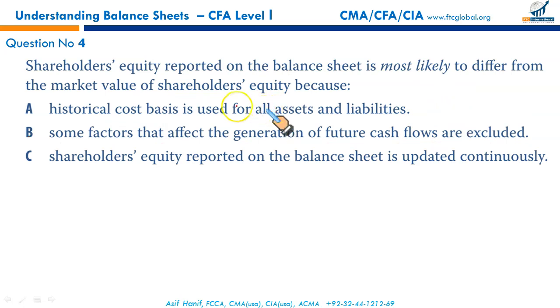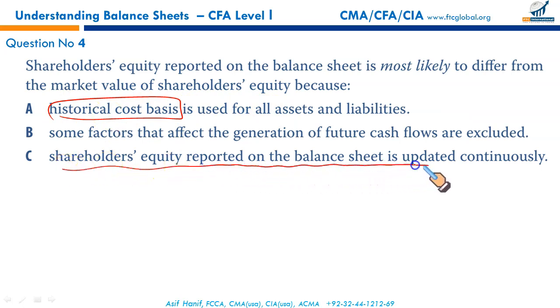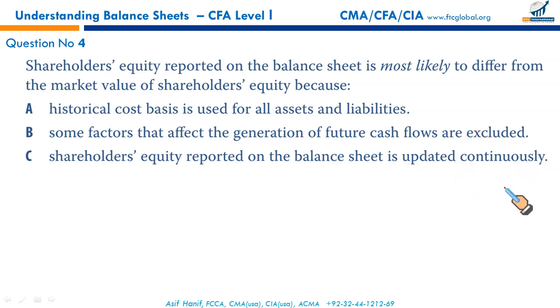Right? So the first one is wrong because historical cost is one of the bases. There are many other bases we use for measuring different types of assets. Shareholders' equity reported on the balance sheet is updated continuously. Now this is a debatable term. Continuously, this is not right. There is no dynamic balance sheet that keeps on changing every day as the day passes. Yes, they are updated, but only on the reporting date. The reporting period could be quarterly, biannually, yearly, or even monthly, but it is not done on a continuous basis. So the correct option is B.